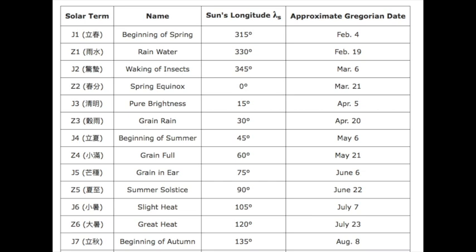Pure brightness. Sun's longitude 15 degree. Approximate day is April 5th. And is the second half of the spring.